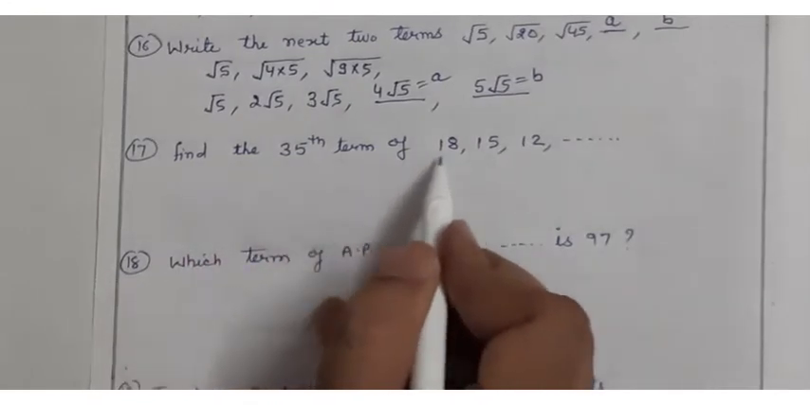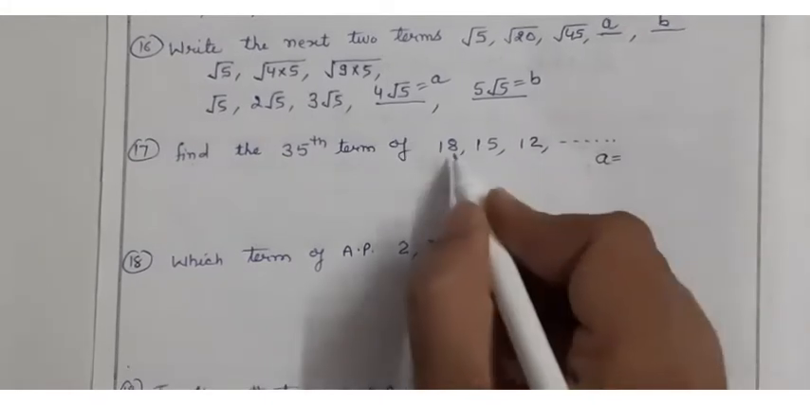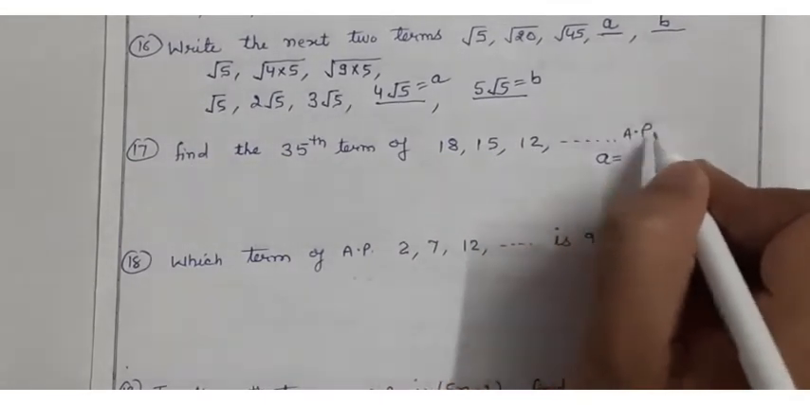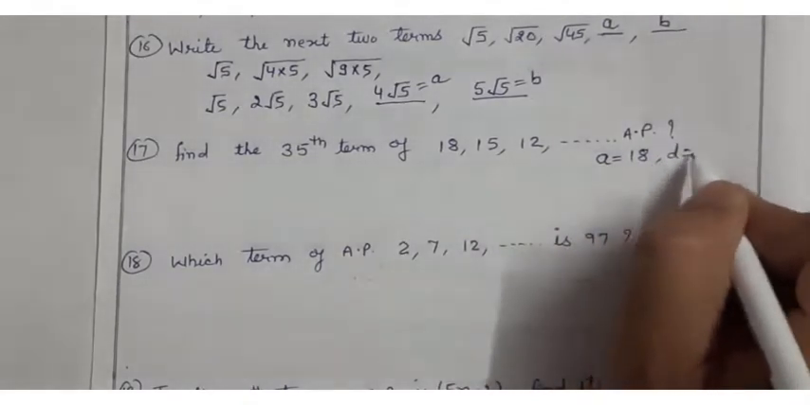Find the 35th term of this AP. One AP is given clearly, no? 18, 15, 12. This AP is given to you. A is 18. D is what?